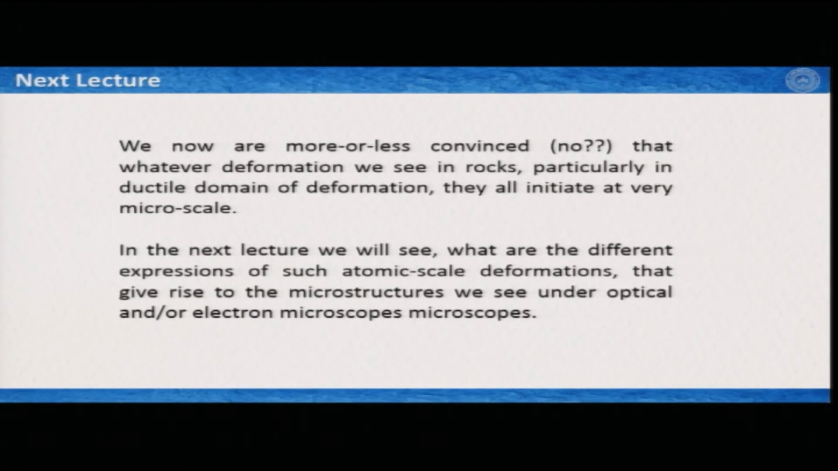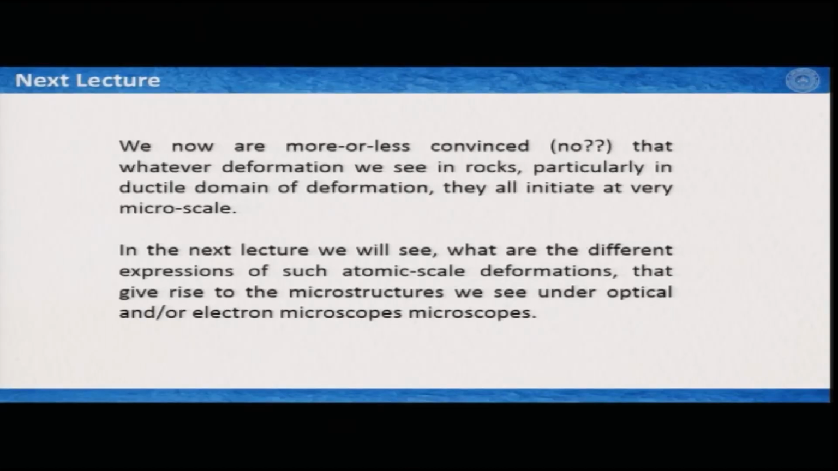So we are at the end of this lecture. I believe with this lecture you are now more or less convinced that whatever deformation we see in rocks, particularly in the ductile domain of deformation, they all initiate at a very, very micro scale, in atomic scale. Now how to feel them, how to understand that yes, these are there, because they are in atomic scale, and unless you have some sort of very high resolution microscope like TEM or so on, you do not see them.